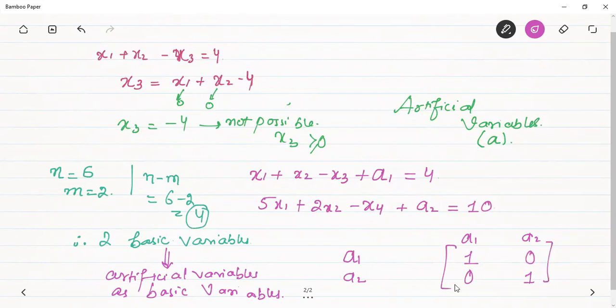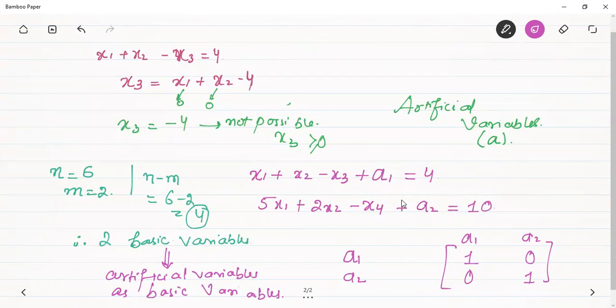In the previous table, I can't start the solution without the identity matrix. Now I have got the identity matrix here in the order of A1 and A2. Now I am in a position of starting the solution, this is the solution which we are going to start.